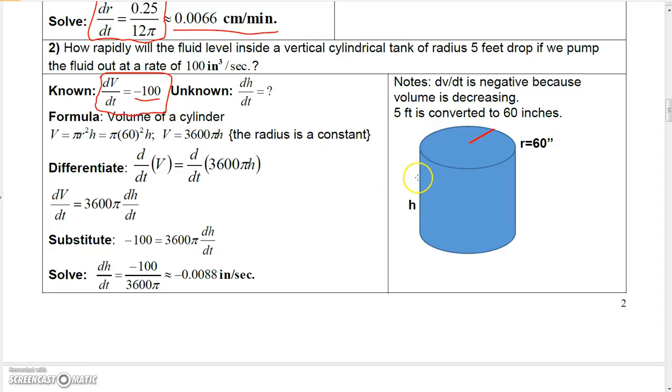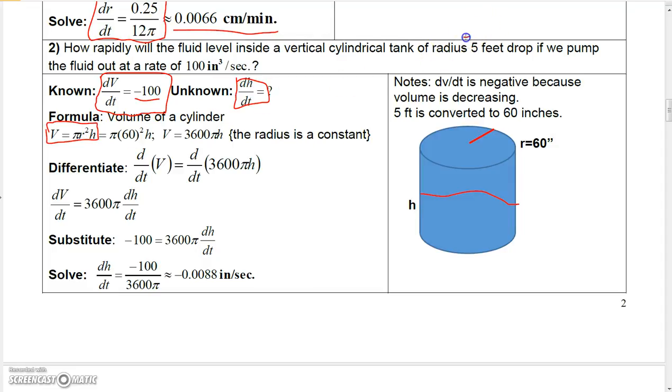We want to know the rate, the height would be, like right here. So we want to know the rate the height is changing. So we want to know dH over dt. Okay? Well, the volume of a cylinder is given by this formula. Okay? But we can actually eliminate the R here, because the R is given.